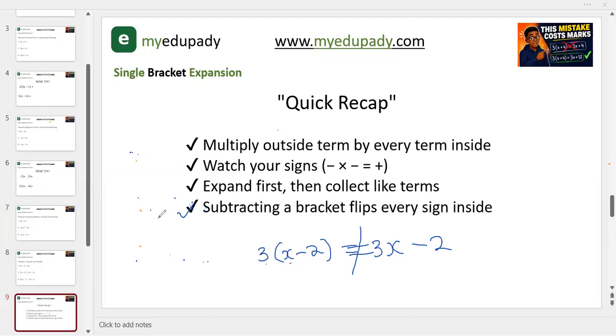So to the third one, expand first, then collect like terms. Very, very important, right? You don't collect terms before you expand, right? So you expand your bracket first, in a case where you have two or more brackets, and then you simplify. You collect the terms, which I called grouping. You group them together, and then you simplify to the last bits of that. So that is just a quick recap of what we have learned.